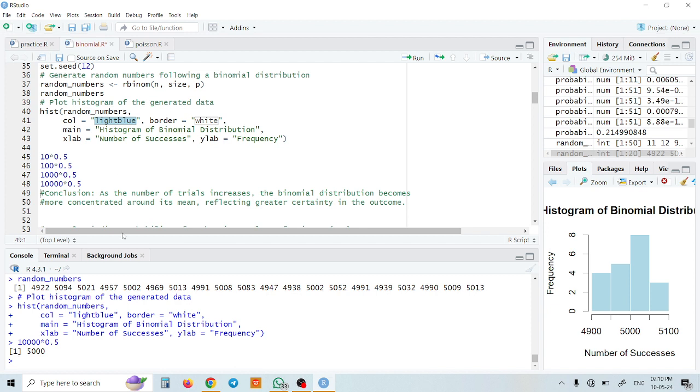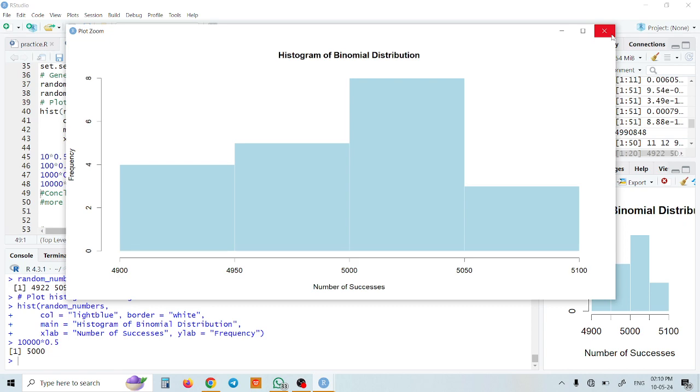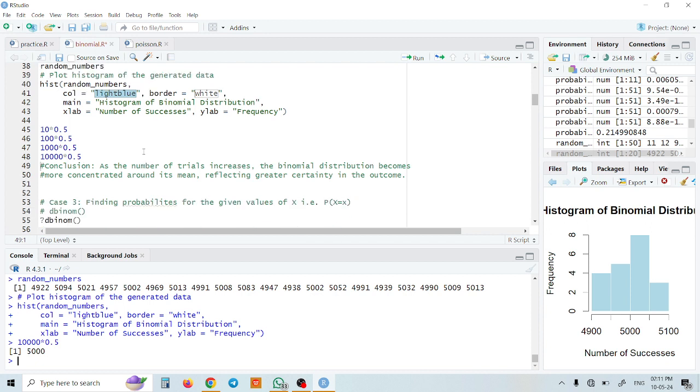So what can we conclude from this? As the number of trials increases, the binomial distribution becomes more concentrated around its mean, reflecting greater certainty in the outcome, and that is what we have seen in the diagram. The outcome has become more certain. It is very close to 5,000, that is the mean. So that is how we can understand what happens to the binomial distribution if we repeat the experiment a large number of times, or if we increase the number of trials in the experiment.